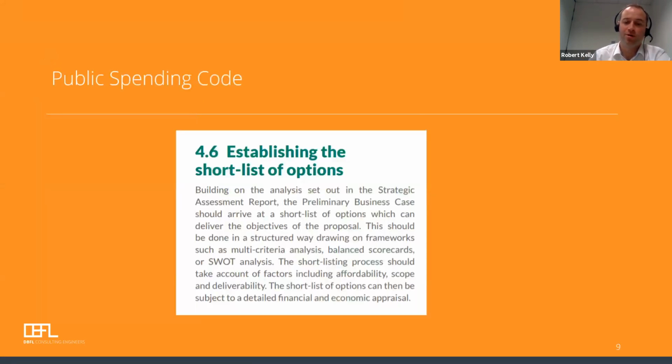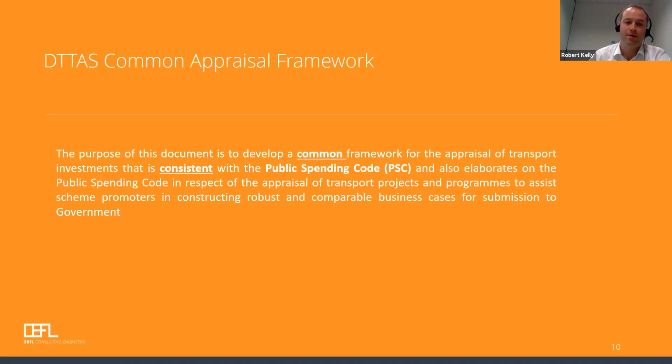The Public Spending Code sets out that, to justify any public expenditure, a business case and appraisal should be prepared. That can be done in any structured way, including measures such as a multi-criteria analysis, which we'll talk about later, SWOT analysis, etc. But there needs to be a clear demonstration of appraisal and appraisal of options.